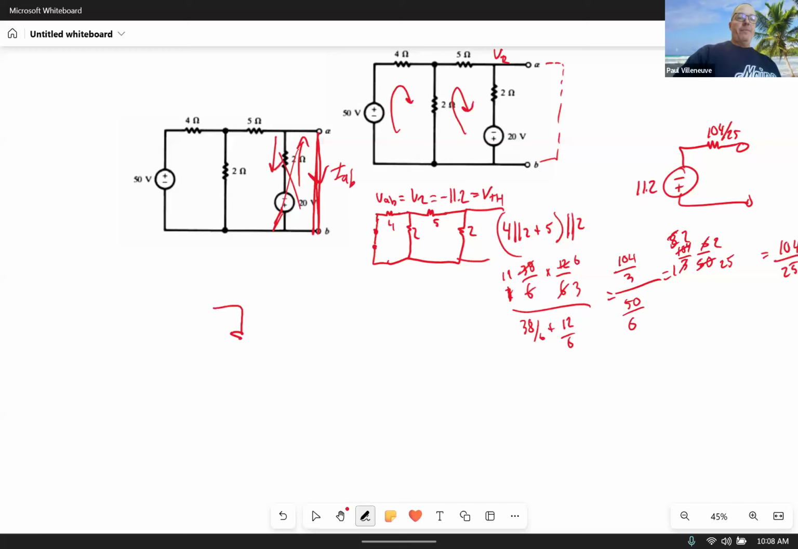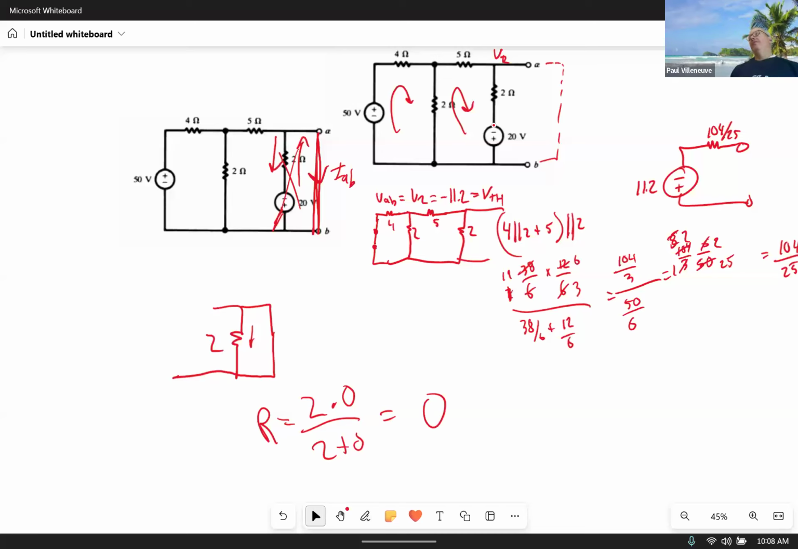I'll redo that. How much current goes here? If you're not sure, let's do the series parallel combination, right? So R is going to be equal to product over sum. What's the resistance of a short circuit? 2 times 0 over 2 plus 0 is equal to 0, right?